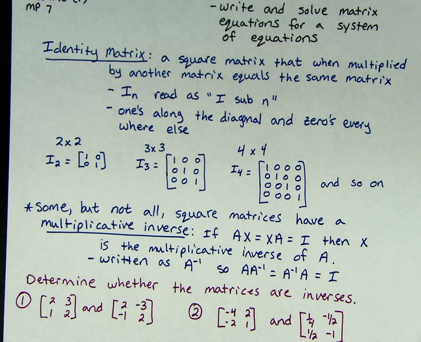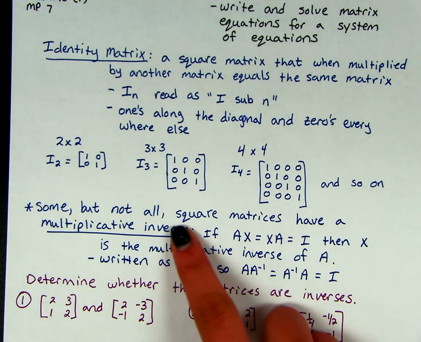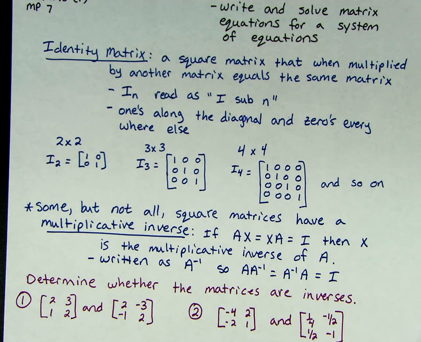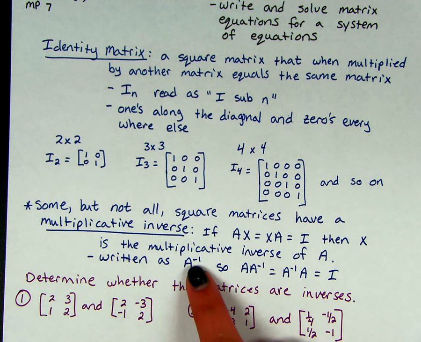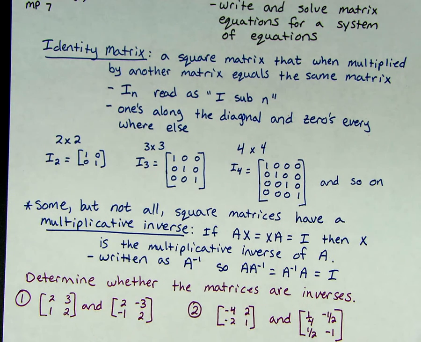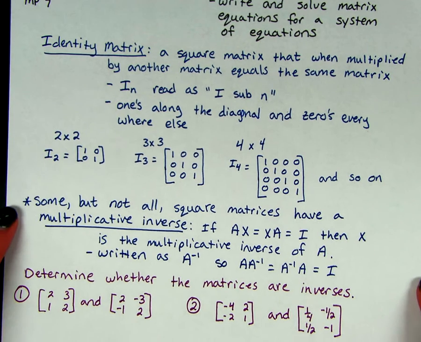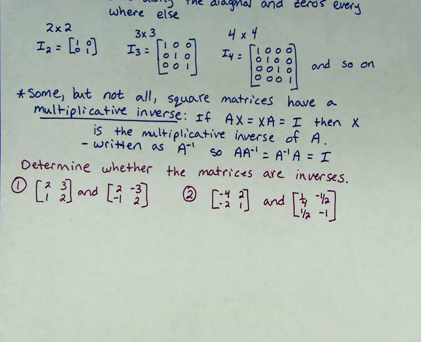We use the identity matrix to help us figure out a multiplicative inverse for a matrix because it's a little bit harder to see. Now some, but not all, matrices have a multiplicative inverse. The notation for an inverse is A to the negative 1, which we read as A inverse. If two matrices are inverses, when we multiply them together, we should get the identity matrix. So we're going to start by practicing multiplying matrices together to see if they're inverses of each other.